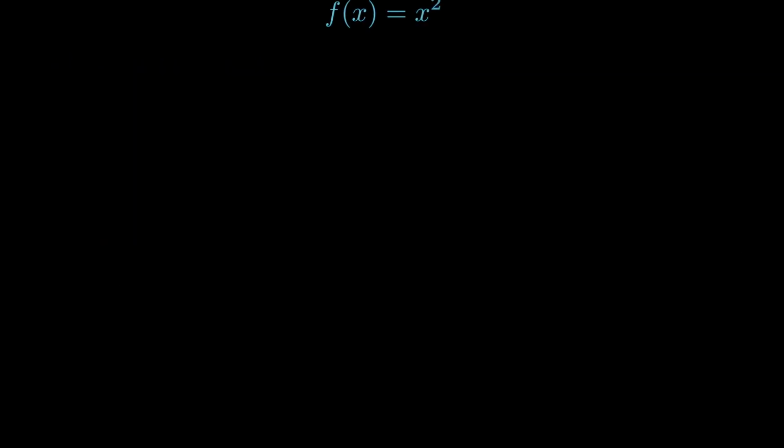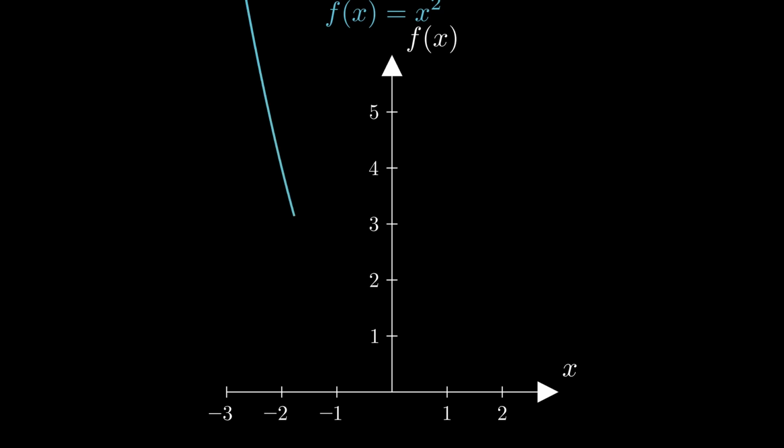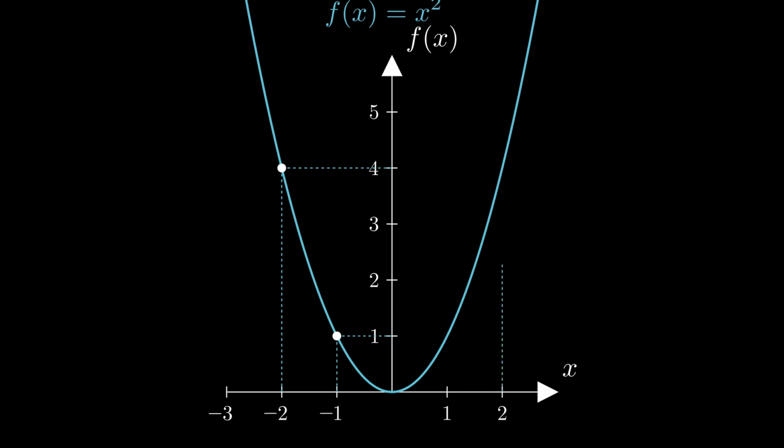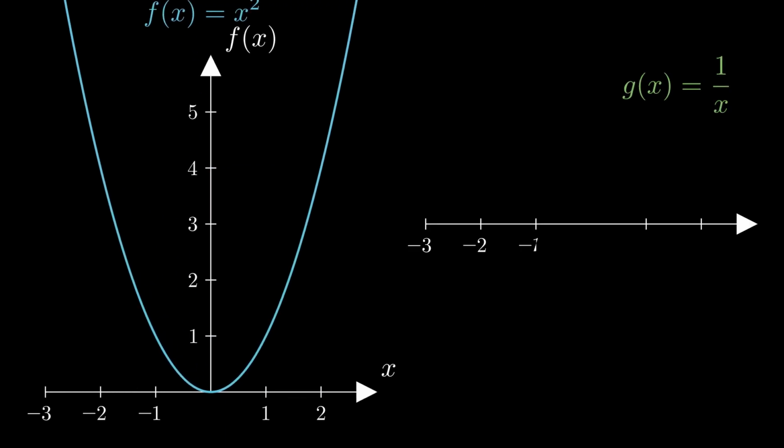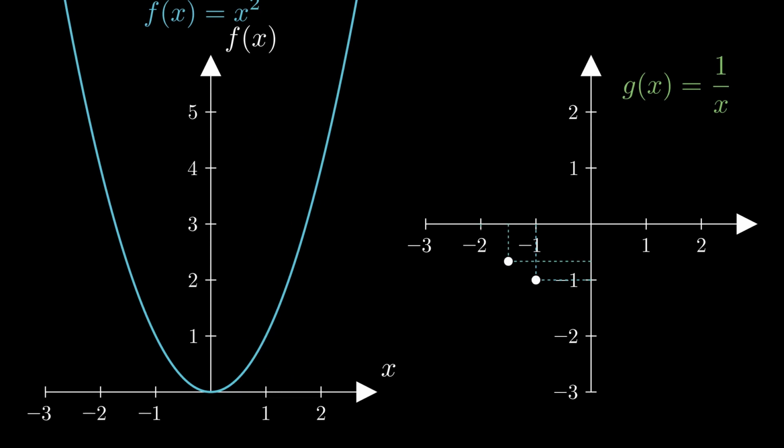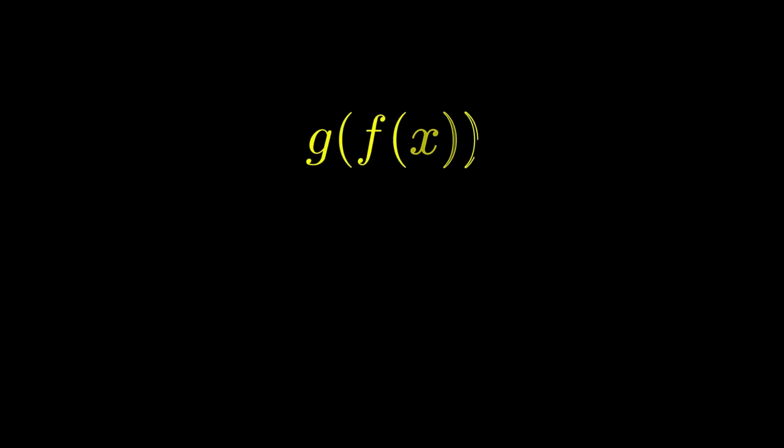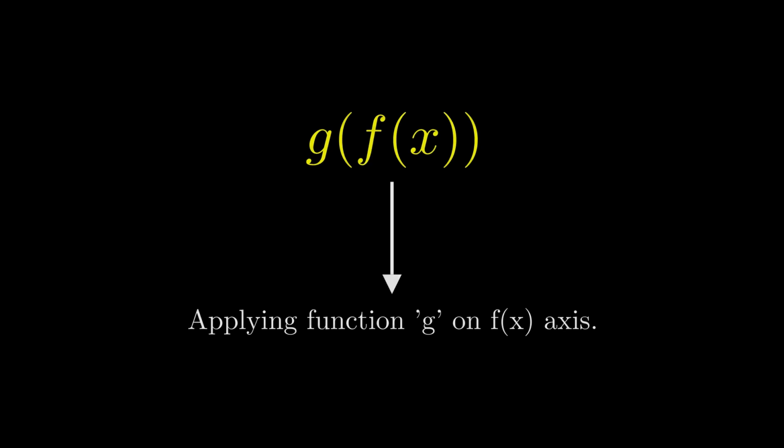And let's have a graphical interpretation of the composition. But first, we should understand what we mean by the notation f of x. This means that we are applying the function f on every input from the x-axis that lies in its domain, and similarly g of x means that we are applying function g on every input from the x-axis that lies in the function g domain. And with the same reasoning, the notation g of f of x means that we are applying function g on the f of x axis.